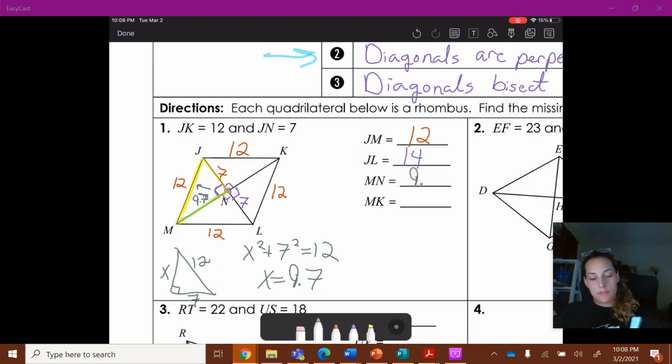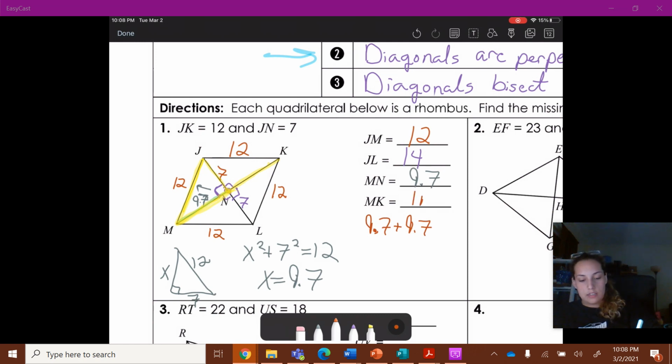MN is 9.7. That's fine and dandy. Then they asked me to solve for MK. MK is the total length of the diagonal. So what am I going to do with that 9.7? You guessed it. Diagonals bisect each other. That means that they cut each other in half. So half of my diagonal is 9.7. So to get the whole thing, I just have to do 9.7 plus 9.7, which is 19.4. And that's how you solve for it.